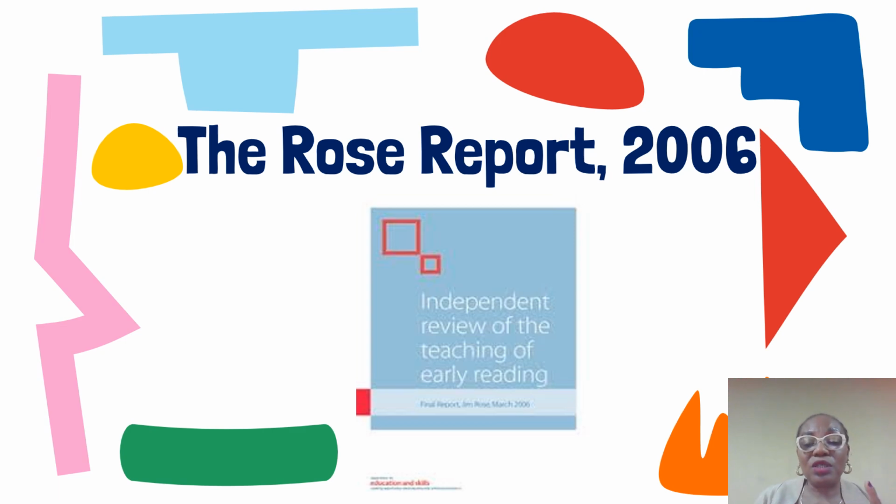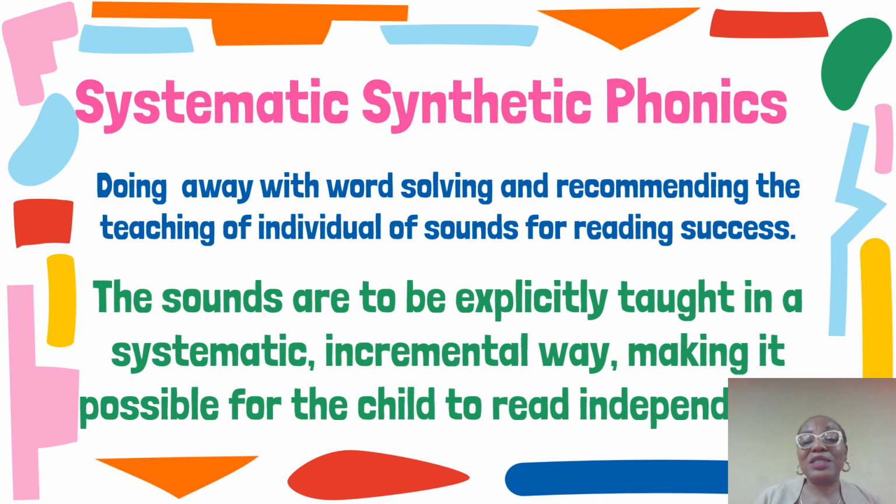In that report, Sir Jim Rose was the author, and he was able to come to a conclusion out of all the methods of teaching reading that were out there: systematic synthetic phonics was the most ideal way of teaching reading, helping children to become effective, independent, lifelong readers. And so this system of teaching reading, SSP, did away with word solving, did away with the analogy, did away with the guessing.